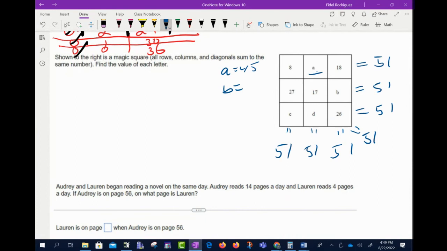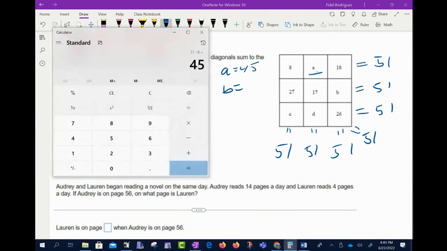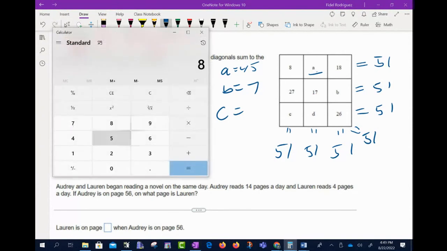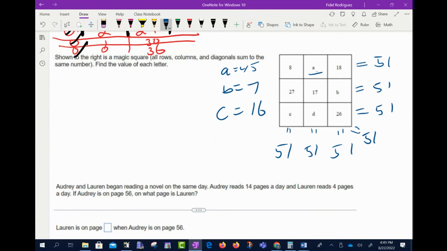Okay, let's do the same thing for B. So I'm going to take 27 plus 17. Oops, 44. Okay, so what's 51 minus 44? That's going to give me 7. All right. Let's see if we can figure out C. Man, I can't do C going left and right, but we can do C going up and down. What's 8 and 27? 8 plus 27 is 35. So 51 minus 35 is going to give me 16. So that's going to be 16.